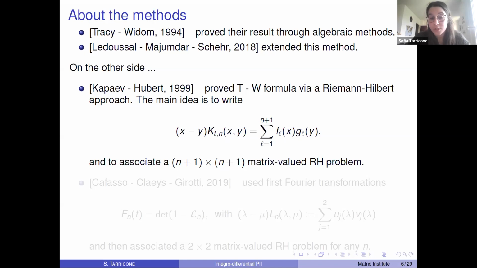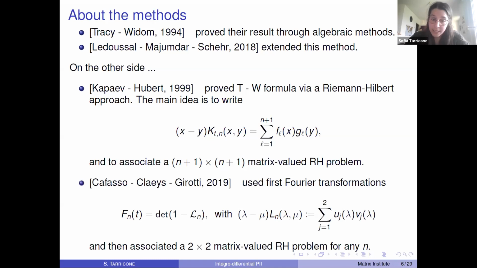And of course, they were studying just the case n = 1 because that was the case interesting in the literature at that time. For n = 1, there is no problem. You had a 2x2 matrix valued Riemann-Hilbert problem that allows you to study this operator and its Fredholm determinant, and everything goes smoothly. But of course, if you now want to study the higher order Airy kernels, for every n you will have an n+1 dimensional matrix valued Riemann-Hilbert problem. So the dimension of the Riemann-Hilbert problem increases, and this is not good. So what Cafasso, Claeys, and Girotti did in order to get around this problem was to add in some way a first step before using the Riemann-Hilbert problem.